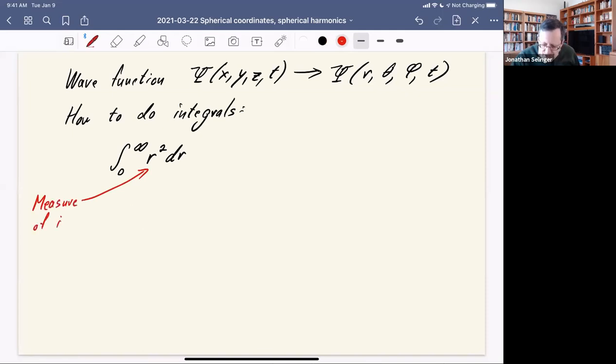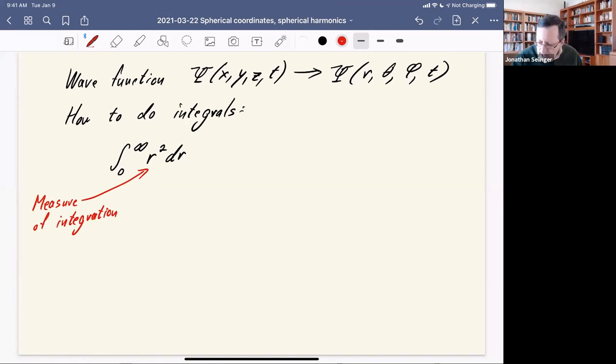That is, it describes if you have a little interval of r, how much volume is covered by that interval. If it's a little interval, just 1 centimeter of r near the origin, that covers a little bit of volume. If it's 1 centimeter of r far from the origin, it covers some great big interval of volume, a much bigger interval. And so it's important to have that factor of r squared.